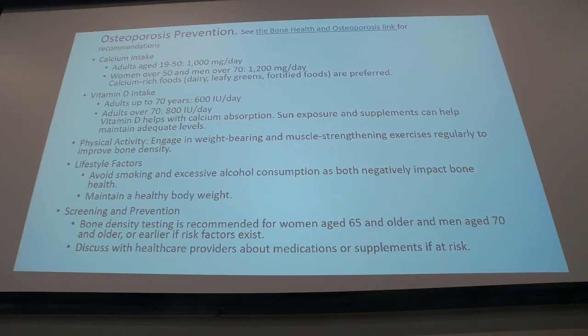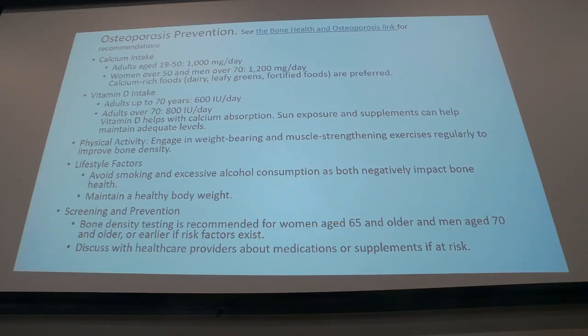So for osteoporosis prevention, adults age 19 to 50 are supposed to take 1,000 milligrams of calcium per day. Women over the age of 50 and men over the age of 70, 1,200 milligrams per day. Calcium-rich foods include dairy, leafy greens, and fortified foods. All of them are supposed to be preferred for taking your daily intake of calcium. Here I left a link for finding more information about all this.